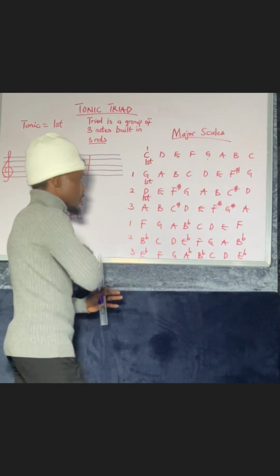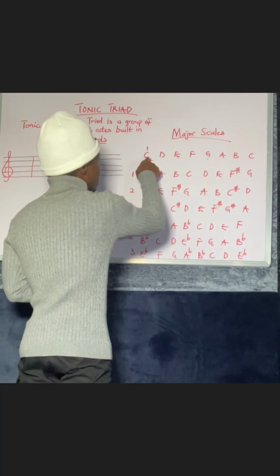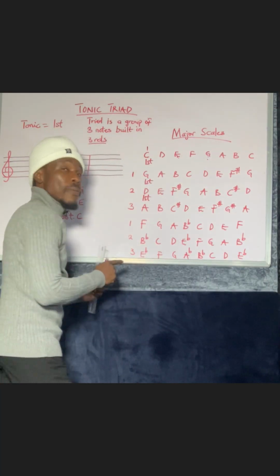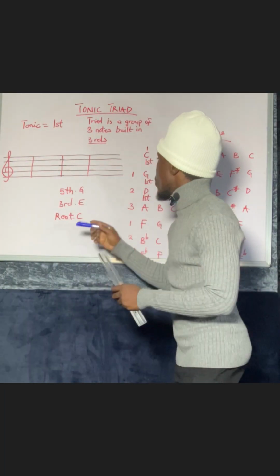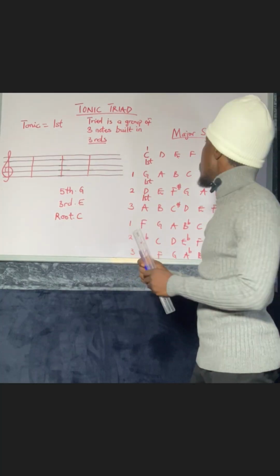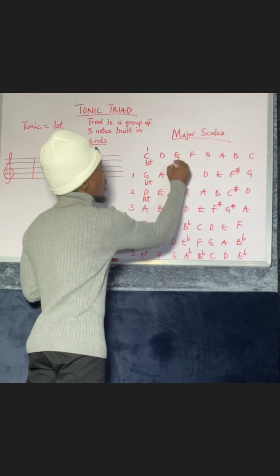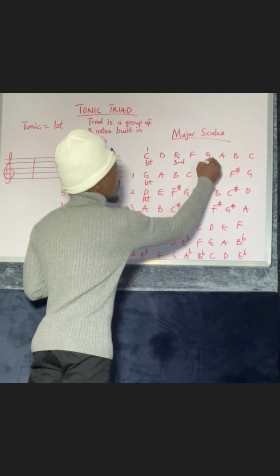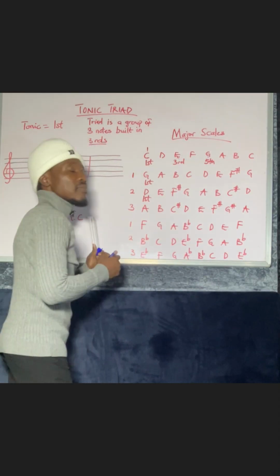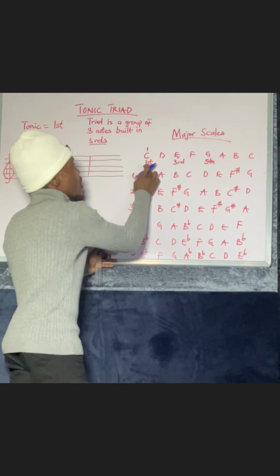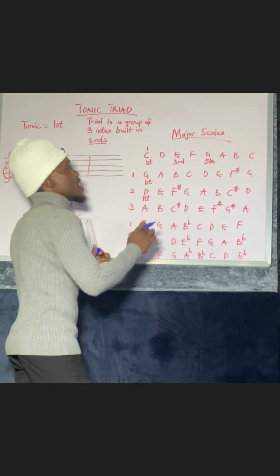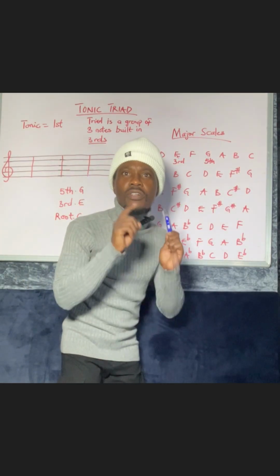All right. Now, if we were to write the tonic triad for C major using the formula, we have C, E, G. Why? Because C is the first, the third, then here the fifth. Do you get that? So when we have it like this, it is called a major triad.